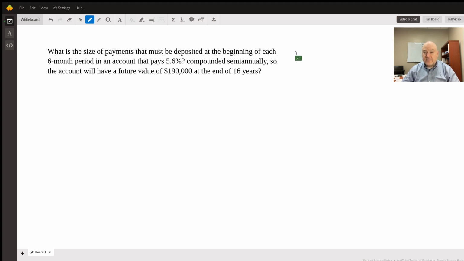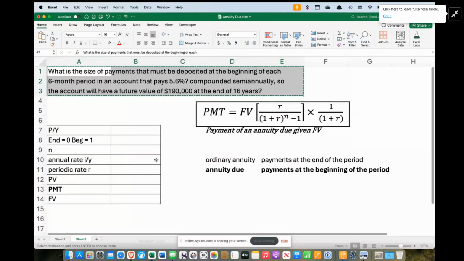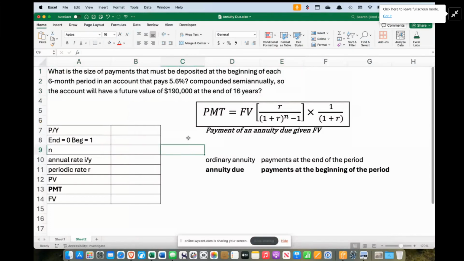Now, to work this problem, I'm going to use Excel. So that's going to be my way of doing it. And I think that Excel is one of the best things we can do for this. So here is our problem here. I've just converted it to Excel.